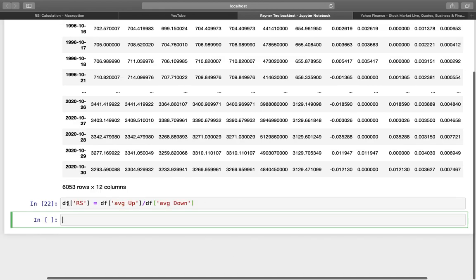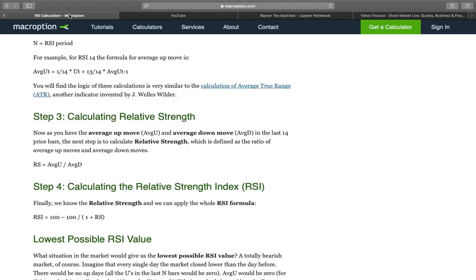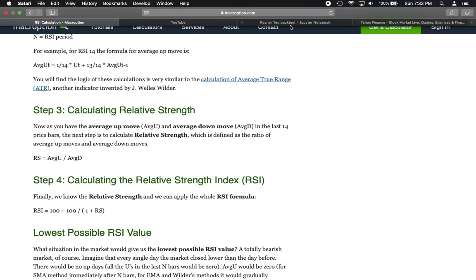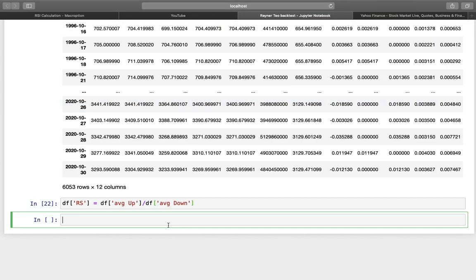So now we have to find our relative strength. Now let's check what we need to do now. And now we are calculating the relative strength index here. And the relative strength index is defined as 100 minus 100 divided by 1 plus this RS value which we just calculated. So let's go back and define a new column here, which we are just calling RSI.